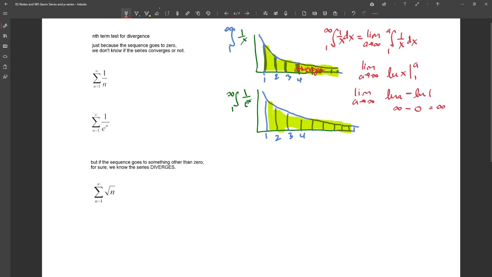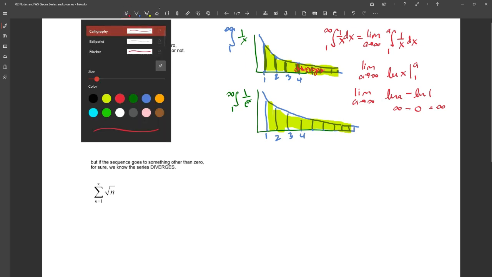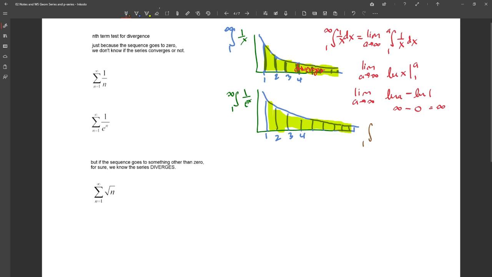If I looked at this problem here, this was the integral from 1 to infinity of 1 over e to the x dx. That's the same thing as the limit as, let me do b this time, b goes to infinity of the integral from 1 to b of e to the negative x dx. The antiderivative of e to the negative x is negative e to the negative x from 1 to b.